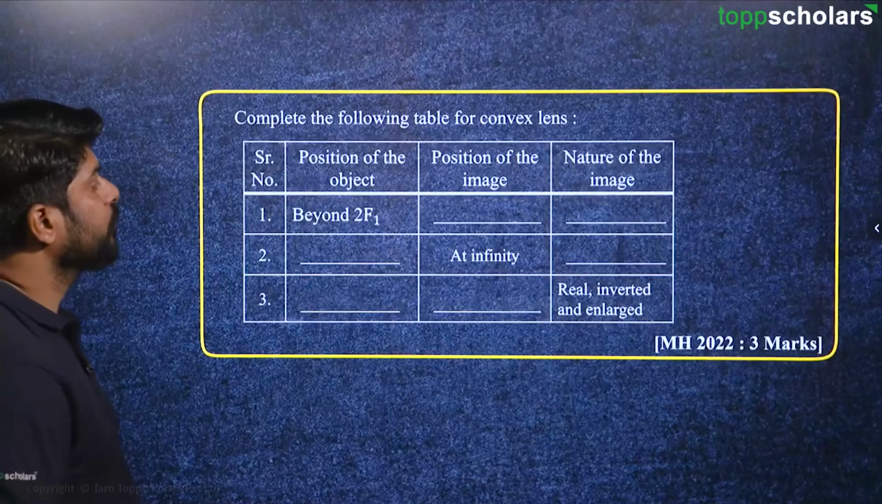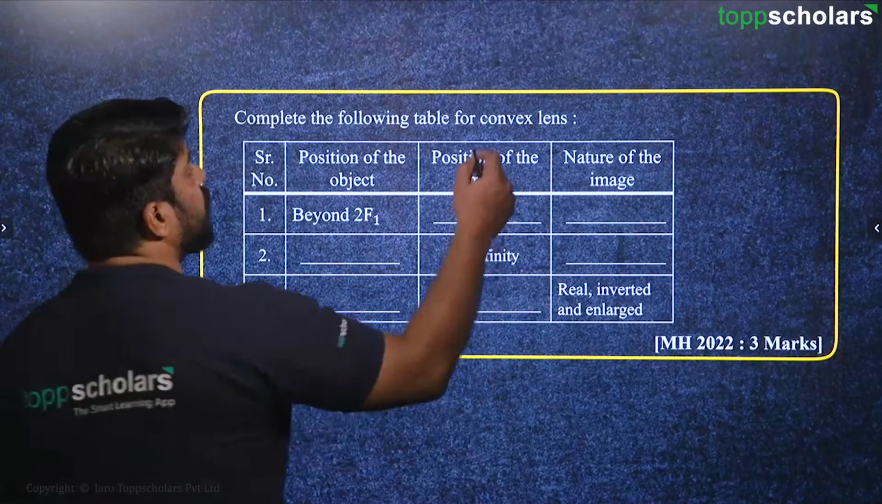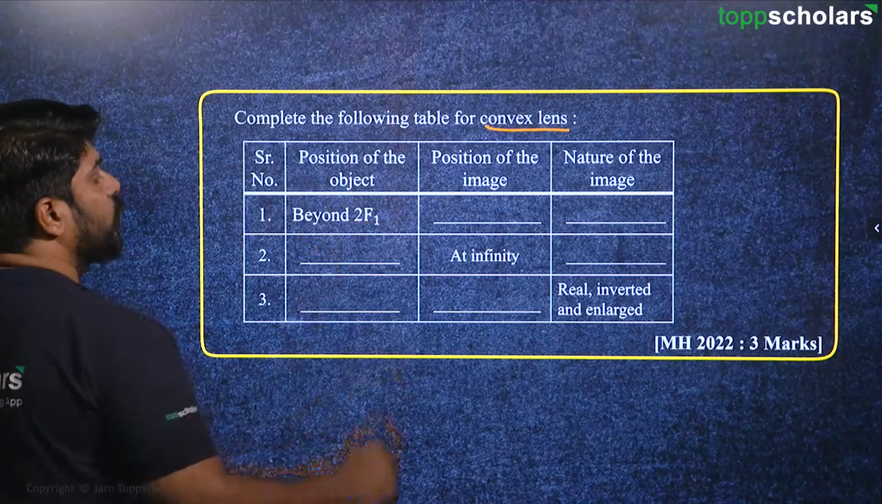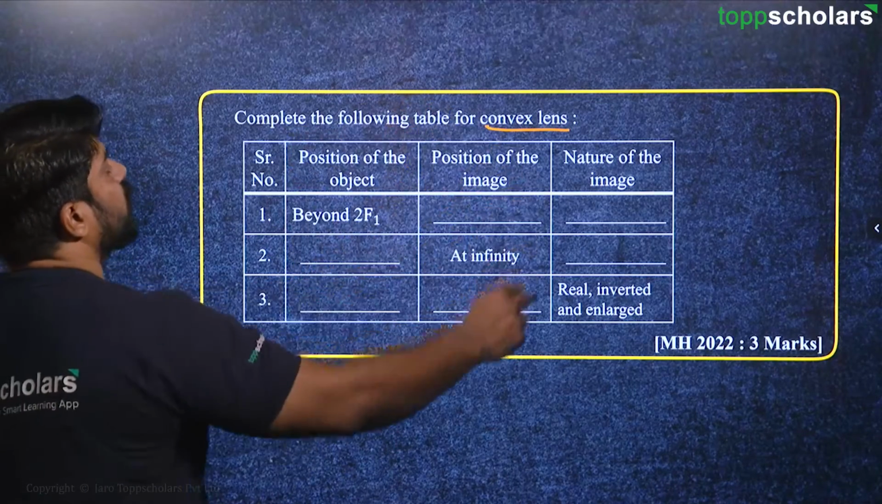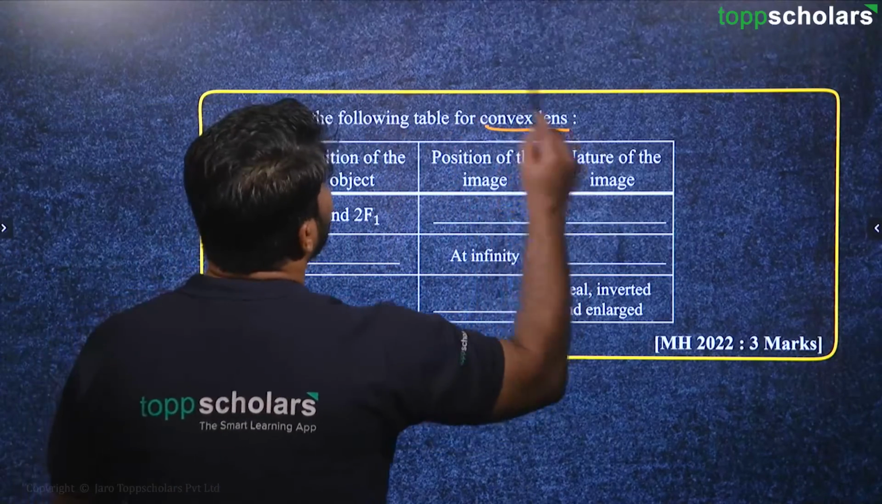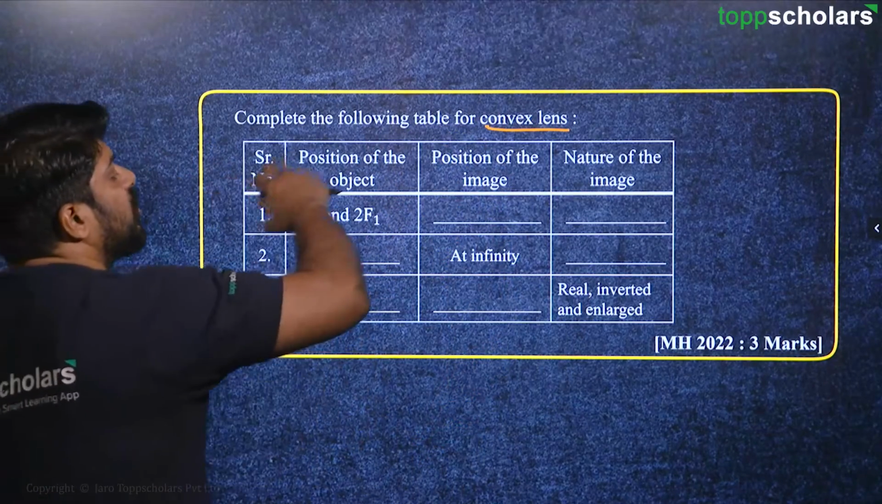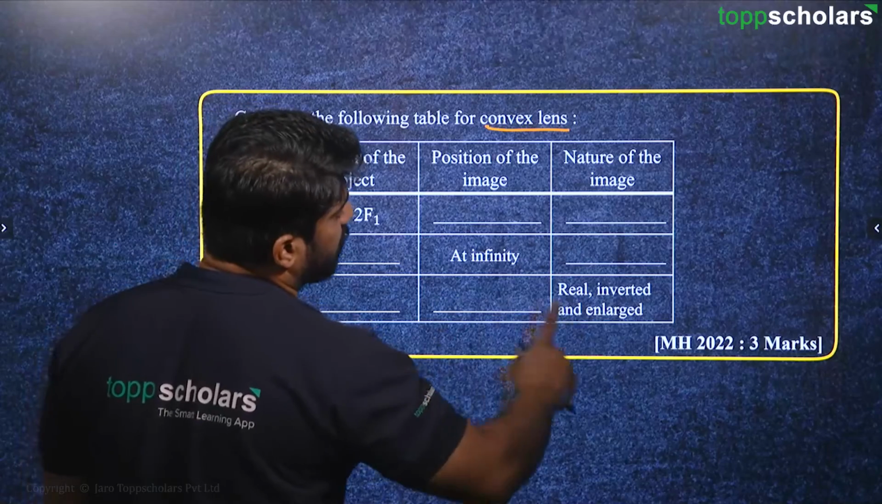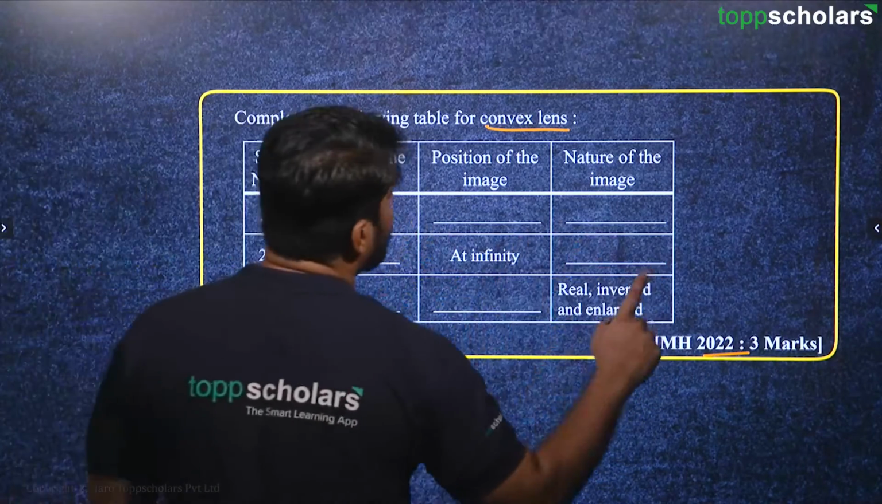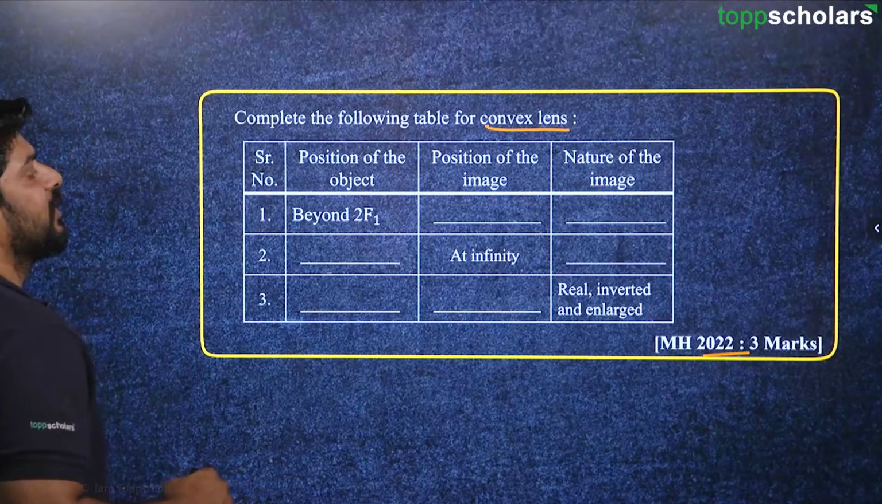Okay, moving on. This is the next question that we had previously discussed also. So let's look at the solution for this also. Here we have to just complete the table: position of the object, position of the image and nature of the image. These are the things to be filled over here. This is from the year 2022 for 3 marks. So let us discuss this.